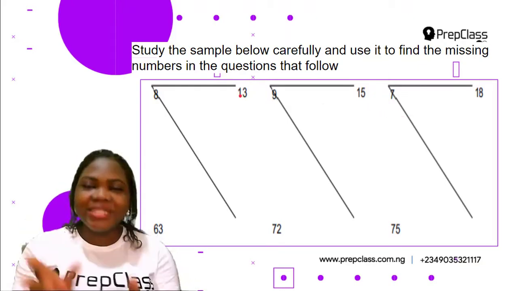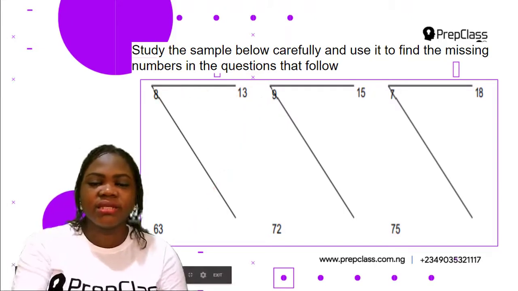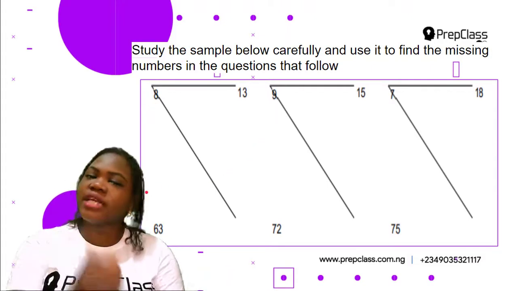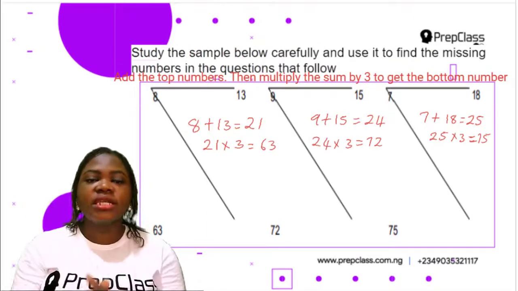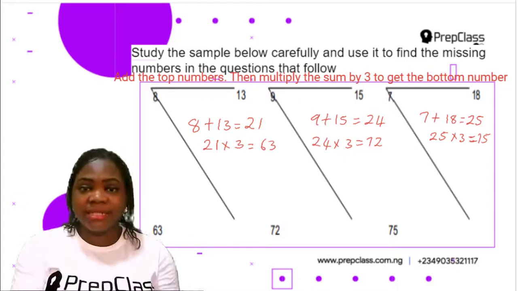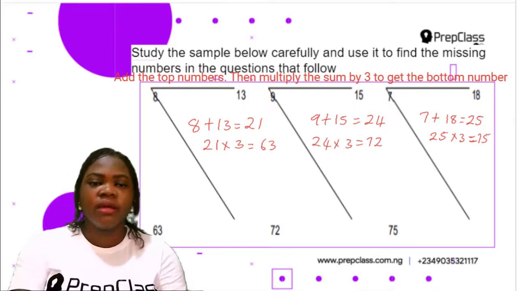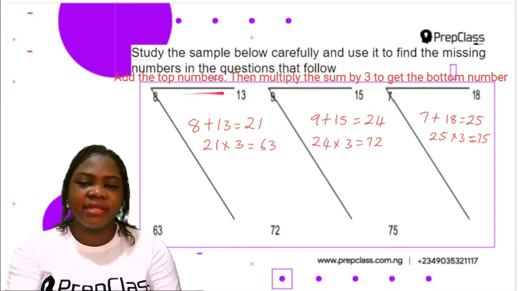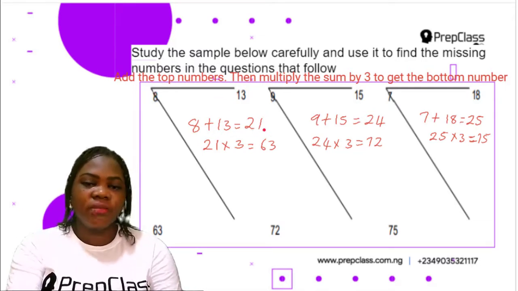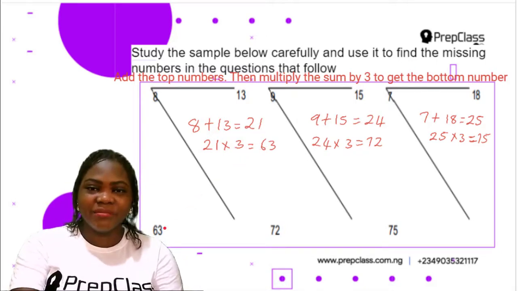Okay, so now let's look at the samples. The top numbers here are 8 and 13, then the bottom number is 63. So there is a relationship between these 3 numbers. Let's find out how this is done. All you have to do is to add the top numbers, then multiply the sum, that is the answer you got by adding the 2 top numbers, by 3 to get the bottom number. The 2 top numbers here are 8 and 13. 8 plus 13 is 21. Then multiply this 21 by 3. 21 multiplied by 3 is 63. So can you see that that is the bottom number?